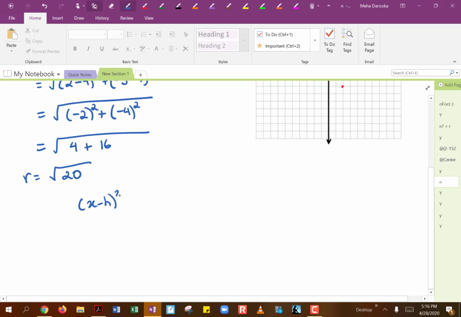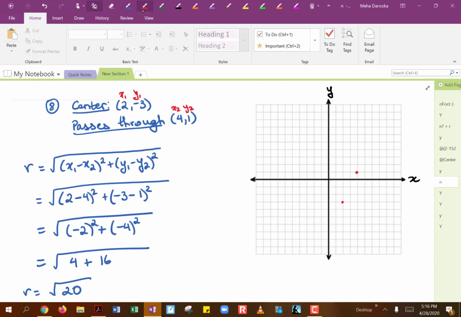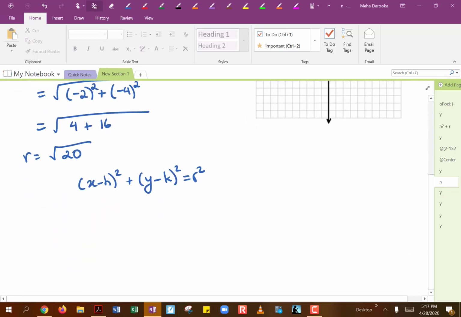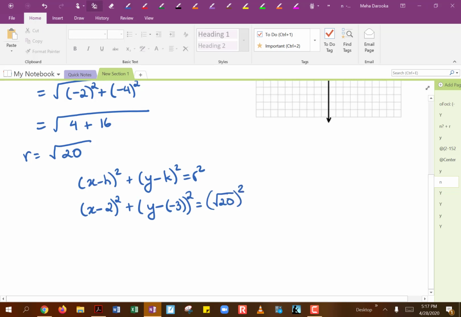So again, x minus h squared plus y minus k squared equals r squared. Again, our h, k value is coming from the center, so h is positive 2, k is negative 3. So that will be x minus 2 quantity squared plus y minus our k is negative 3. So you will actually end up with 2 negatives in there, and then r is square root of 20, and that will be r squared.